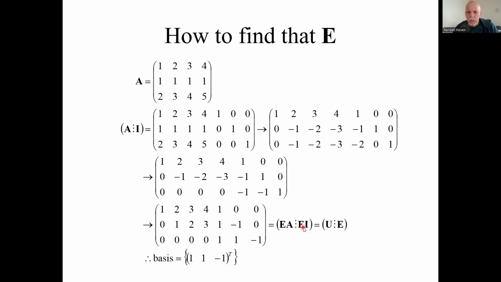EA is the U, EI is just E. We have E on the right here. And here's an all zero row of U. There's only one. So this is the basis. Actually, its transpose is the basis for the left null space, or the null space of A transpose. Hope you followed that. It seems kind of complicated.